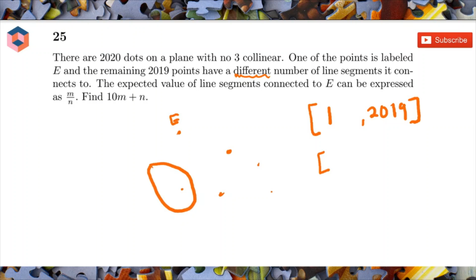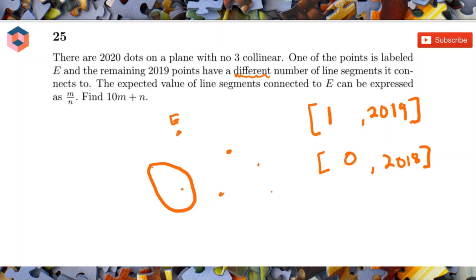Now the other points, the maximum could be 2018. So the minimum is 0. The maximum could be 2018. Can't be 2019. A point can't be connected to all the other points now because there's one point it's not connected to. And that would give us exactly 2019 distinct values. And both of these cases happen with a probability of 1/2. So now from 1 to 2019, what's the expected value of the number of points that will hit line E?